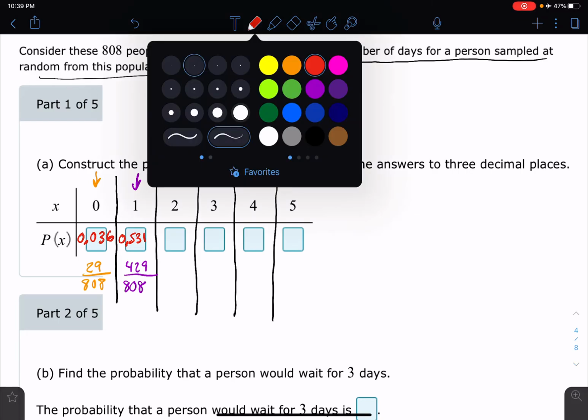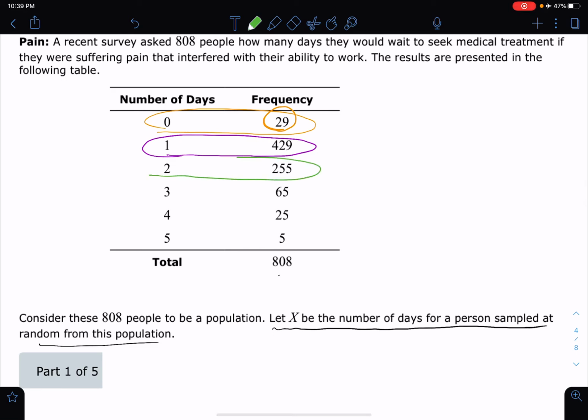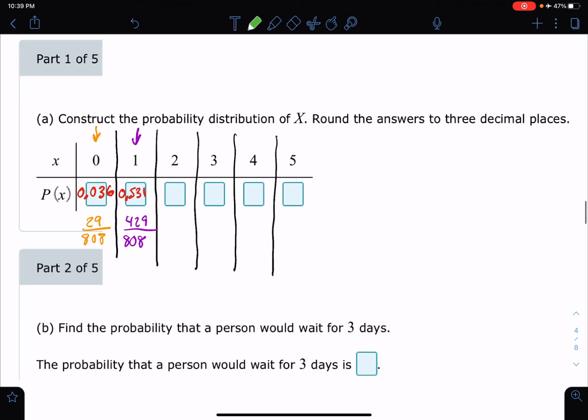Okay, and now you got the idea. Let's do a couple more with color. Suffering for 2 days, what's the probability? That's 255 out of 808. And what does that look like as a decimal divided on the calculator? 255 out of 808 is 0.316.